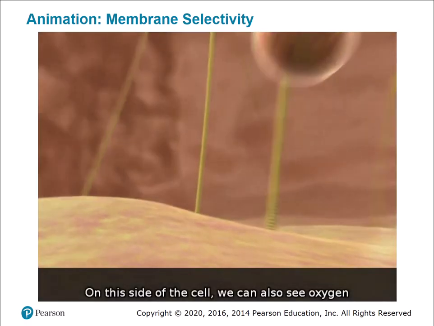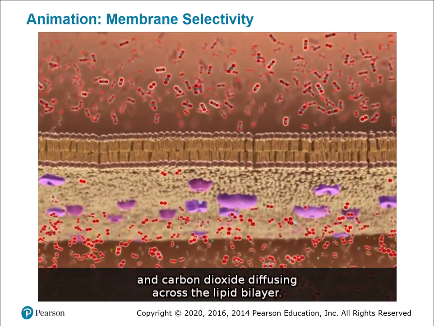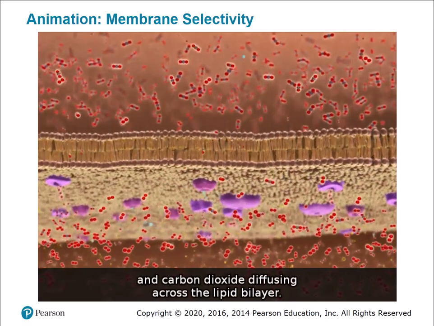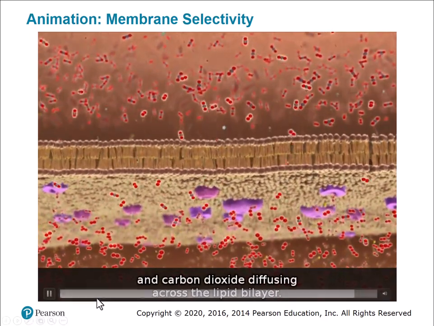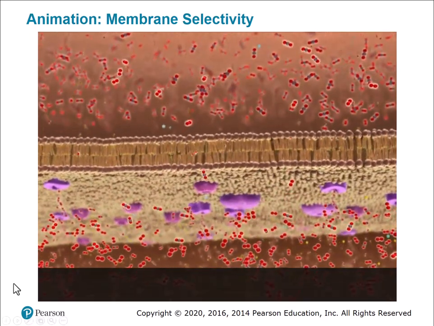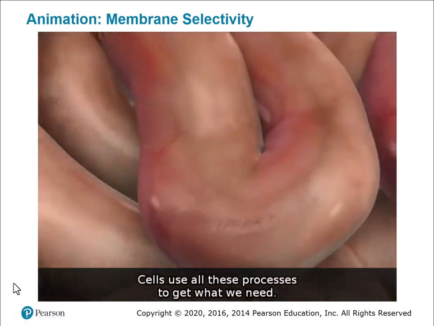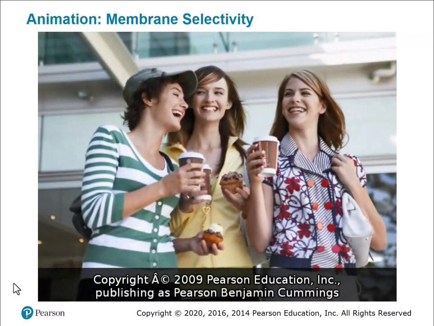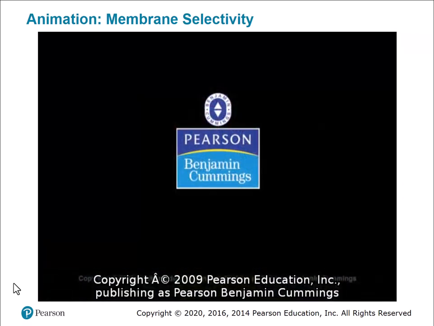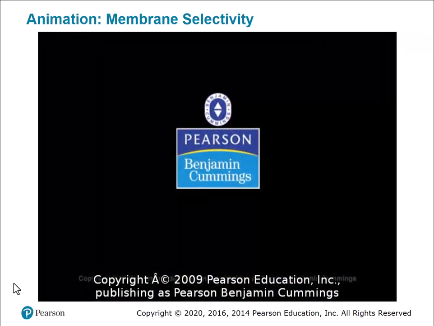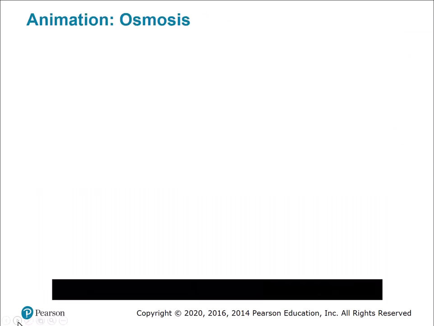On this side of the cell, we can also see oxygen and carbon dioxide diffusing across the lipid bilayer. Cells use all these processes to get what we need. So there are lots of ways in which we move things across the plasma membrane.